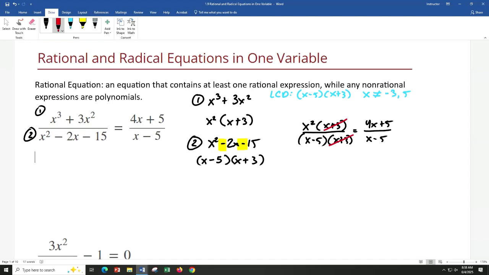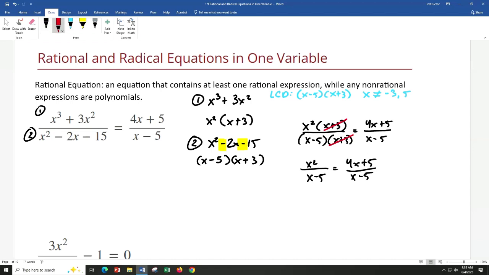Since I've gotten rid of the x plus 3, we actually have a common denominator now, but I don't care. I'm not trying to combine these. I want to get rid of them altogether, so I'm going to divide it out just like I would with fractions. So once again, rewriting one last time: x squared over x minus 5 is equal to 4x plus 5, all over x minus 5.